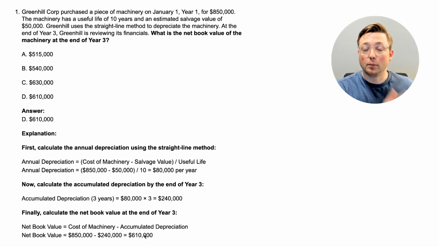That is the net book value of the machinery on the books. So again, the machinery is sitting there at $850,000. The accumulated depreciation is sitting at $240,000, and when you net those, that gives you the $610,000 net book value. So that one, again, is one of the easier ones. Now we're going to talk about other depreciation methods that are more complicated and less straightforward. So let's go to the next question.